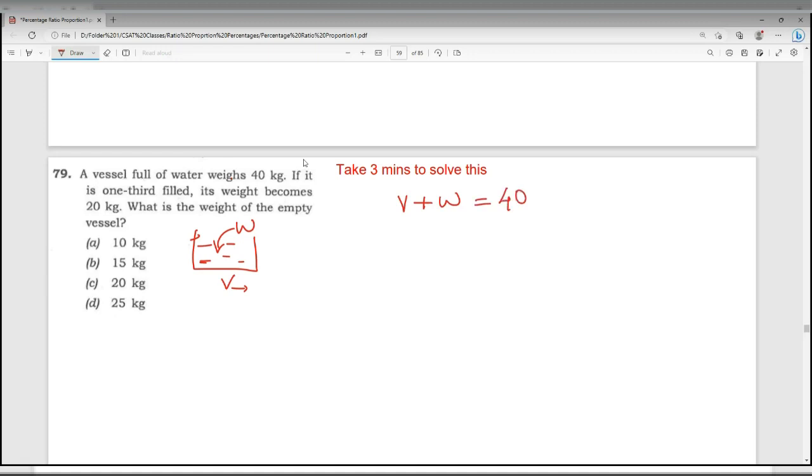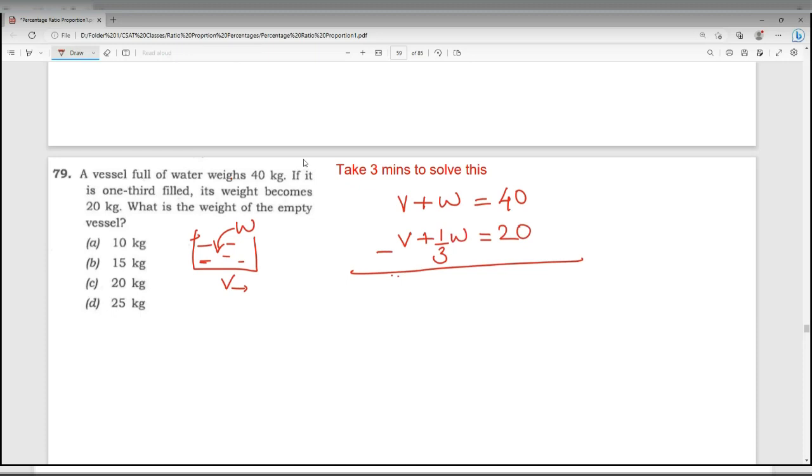And now they are saying if it is 1/3 filled, its weight becomes 20 kg. So when the water is 1/3, the weight of the vessel will be the same, plus 1/3 water is there. So V plus 1/3 W is equal to 20. Now we can solve these two equations and then calculate V. What I'll do is eliminate V here and then substitute the value of W.